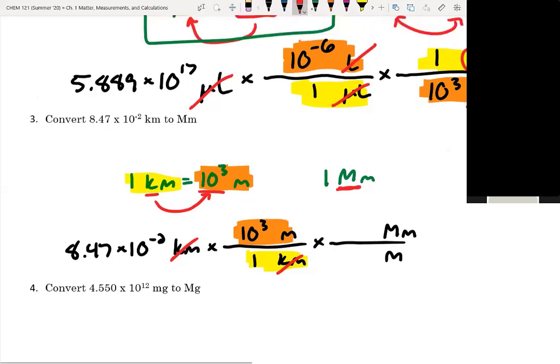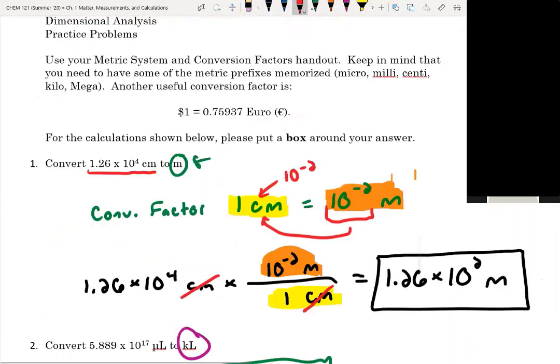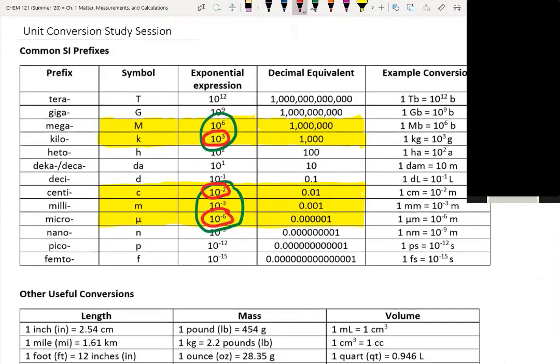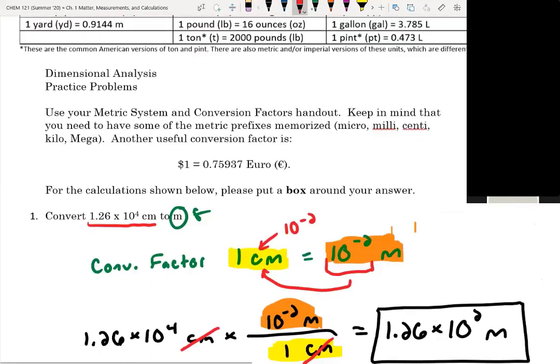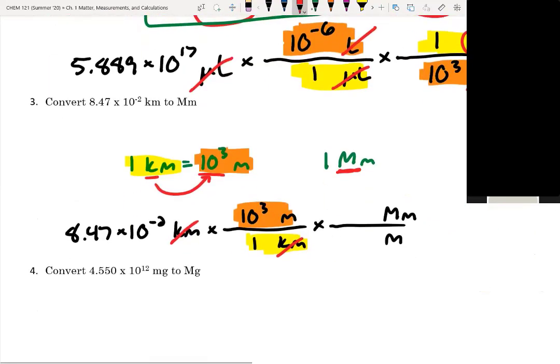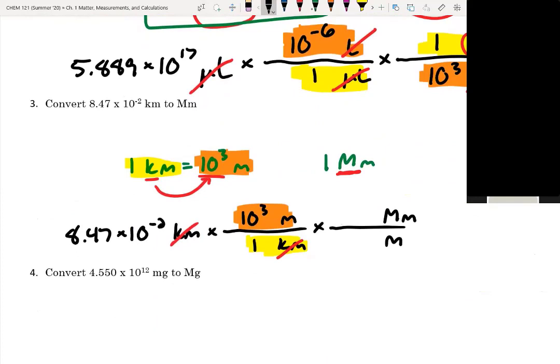So if we need to, we can cheat and look at our chart. Say mega, in this case, is going to be 10 to the 6th. So it's 1,000,000. So let's go ahead and write this out. This is basically going to say that this is equal to 10 to the 6th meters. These are both interchangeable right there.